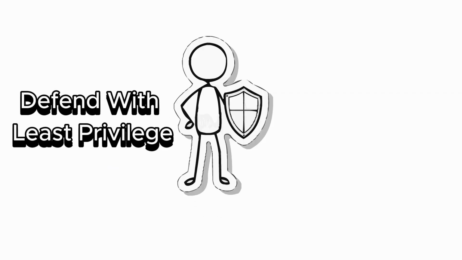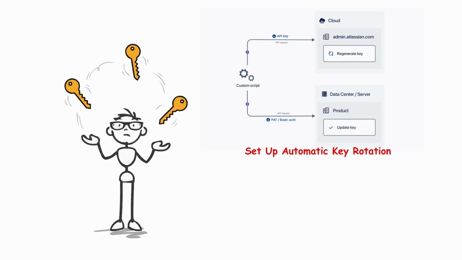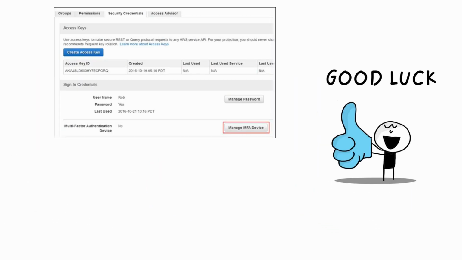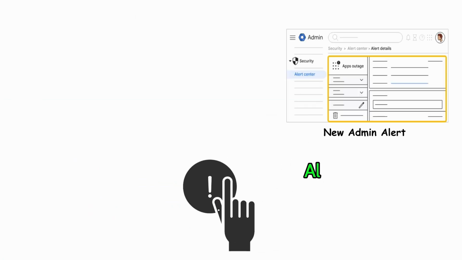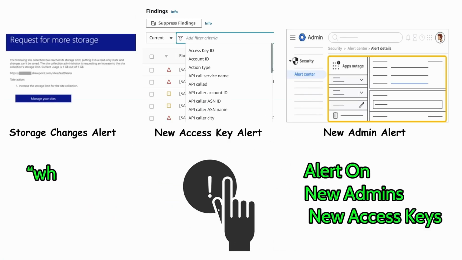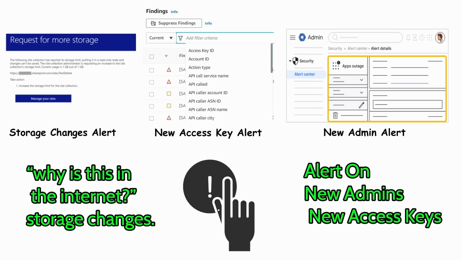Defend with least privilege and short lifetimes. Rotate keys. Prefer short-lived roles. Require MFA for console and API. Set guardrails so risky actions need approval. Set alerts on new admins, new access keys, and "why is this in the internet" storage changes.